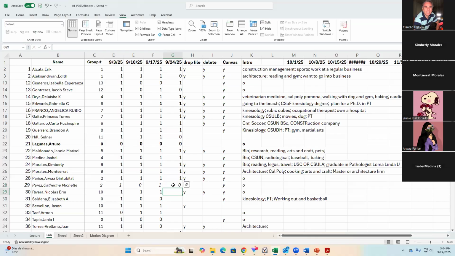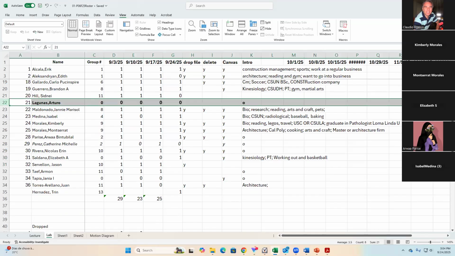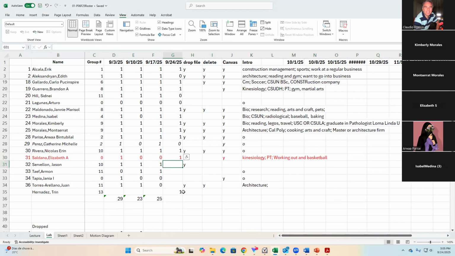Okay, let's go for the next one. Nicolas Rivera. Nicolas is here, right? Nicolas has a group. Let's see, Elizabeth Saldana. Here. Okay, do you have a group, Elizabeth? You don't have a group? No. Ah, okay. So let me put that. Okay, so let's do the following. Let me put a note in your name, and then I'll fit you into a group soon. Okay, thank you.